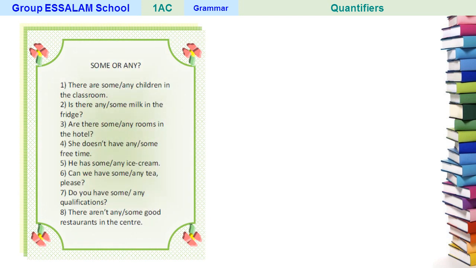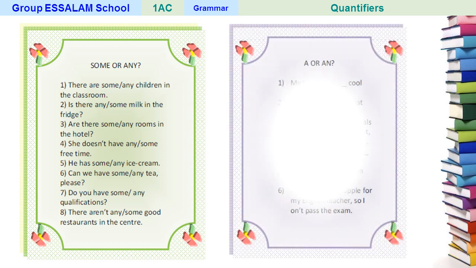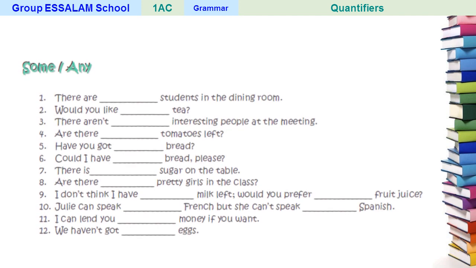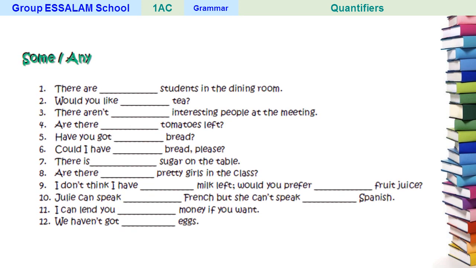Exercise number 4. Also, he circles some or any. Exercise number 5. Fill in the blanks with a or an. Just a or an. Okay? And the last exercise, fill in the blanks with some or any. Try please to focus on the rules that we have already studied before about some and any. Alright?